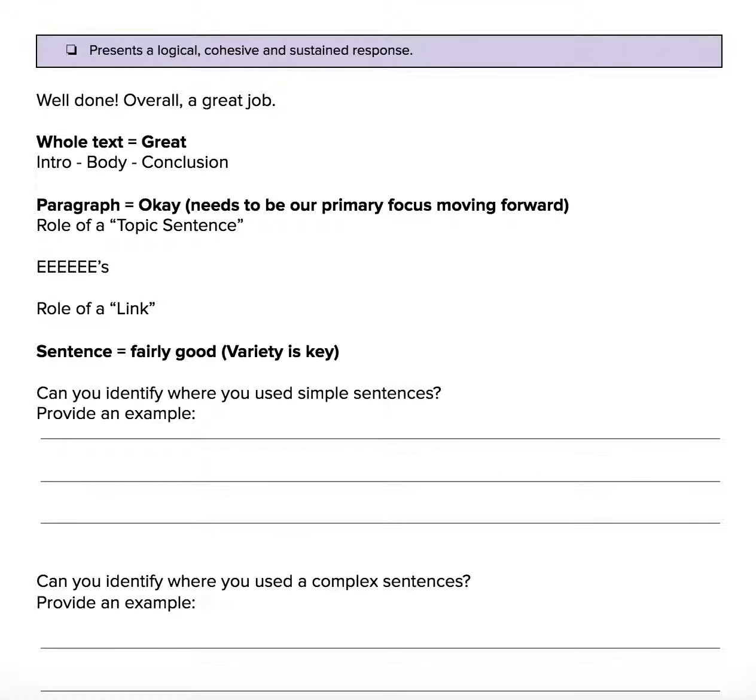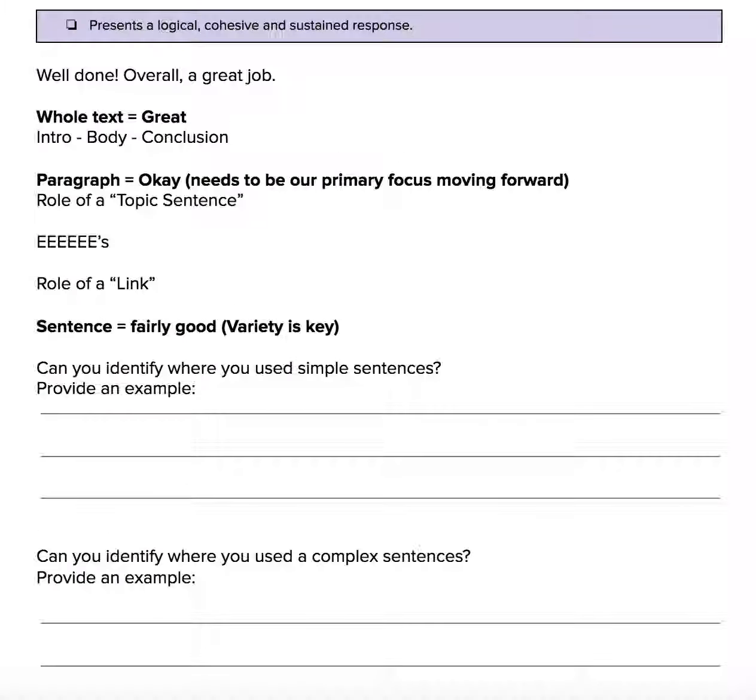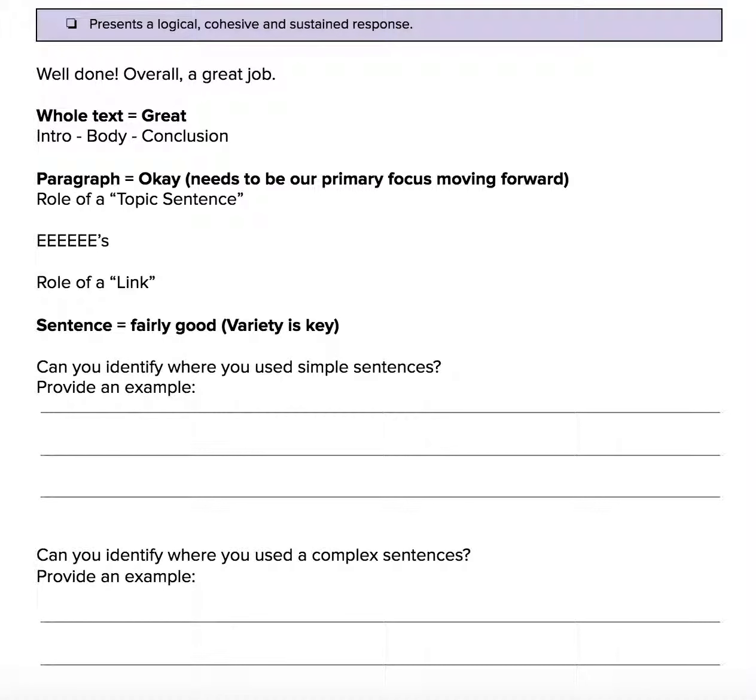Lastly was structure. And guys, we've done a good job. Pretty much everybody knows how to write an extended response. An intro, a body with paragraphs, and a conclusion. Great. I'm really glad that we don't need to spend really any time on that.